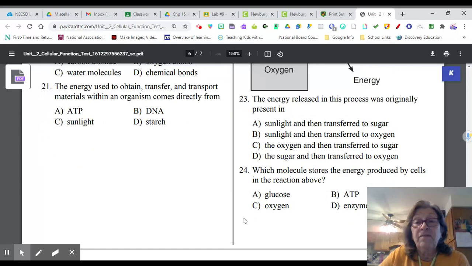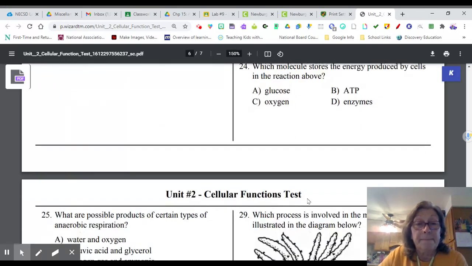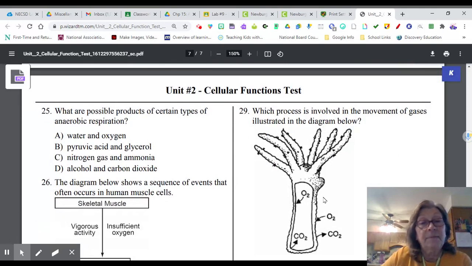Question number 24. Which molecule stores the energy produced by cells in the reaction above? A, glucose, B, ATP, C, oxygen, or D, enzymes. Coming up to the end here.